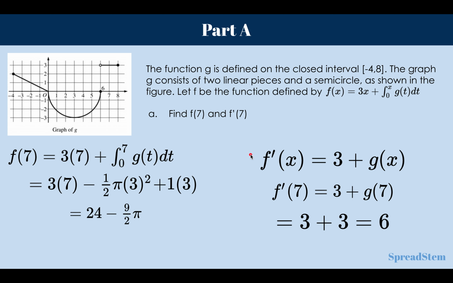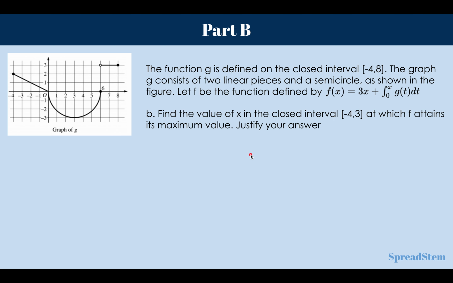Now let's take a look at part B. We're asked to find the value of x in the interval from -4 to 3 where this function f has its maximum value. We can take a look at the derivative of f of x to get an idea of where the maximum could be. We need to find it in the interval from -4 to 3, so we can mark those two points. And now we can find the derivative of f of x.